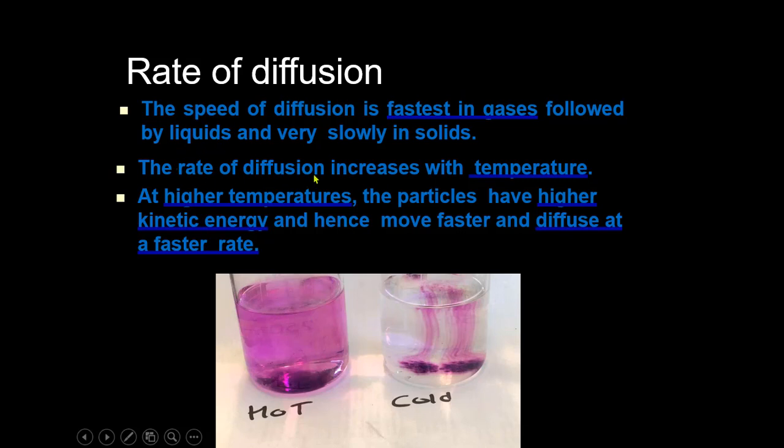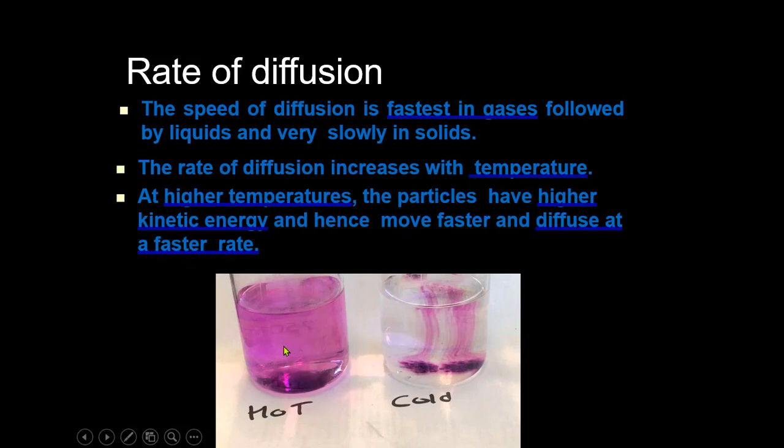The rate of diffusion increases with temperature. So looking at the previous experiment again, if we were to repeat it using one beaker of hot water and one beaker of cold water, this is what you will notice. At higher temperatures, the particles have higher kinetic energy and hence move faster and diffuse at a faster rate.